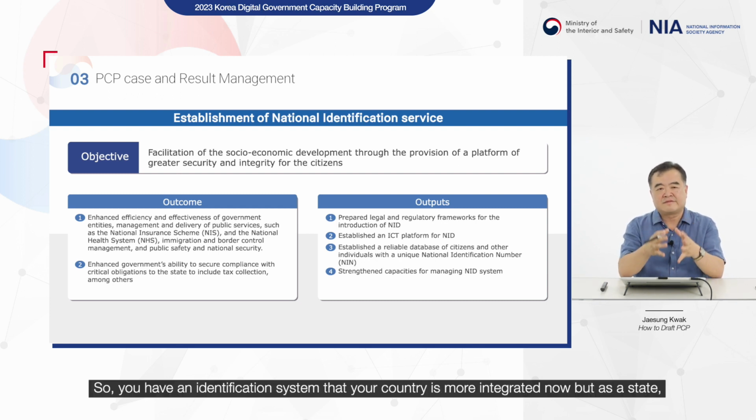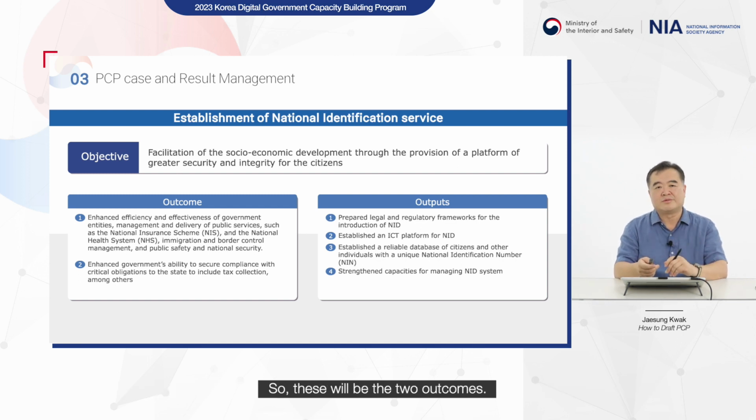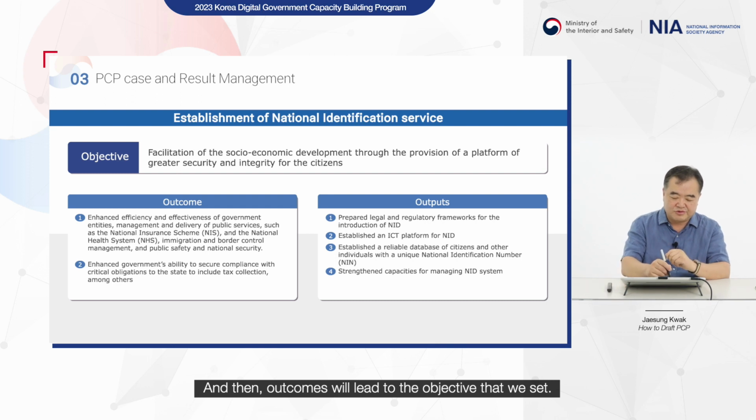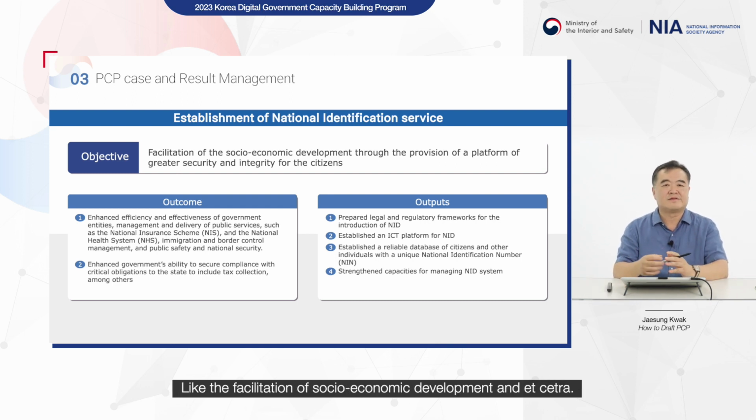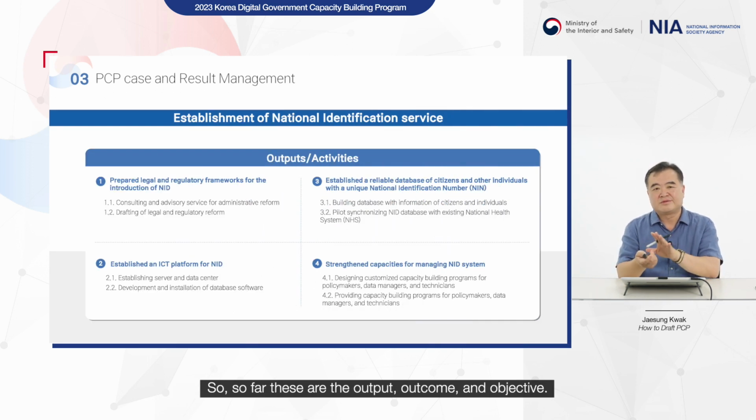So you have an identification system so that your country is more integrated now, but as a state there is an obligation and there's a role, so you can conduct your role better than before the project. So these will be the two outcomes. And then outcomes will lead to the objective that we set, like a facilitation of socio-economic development and so on. So far, these are the output, outcome, and objective.